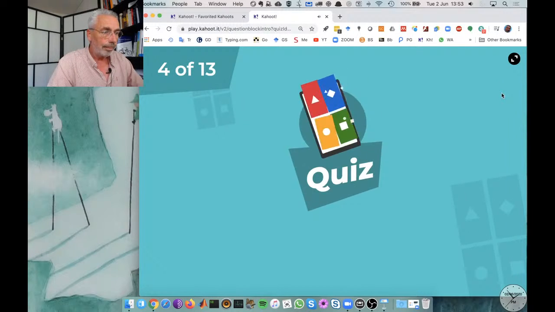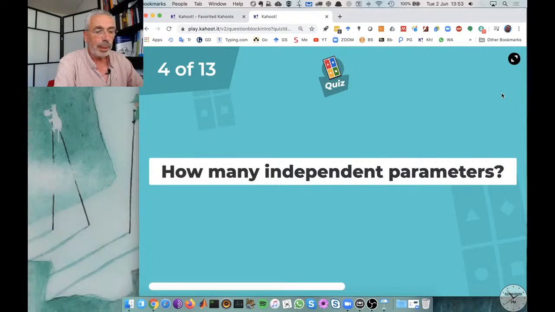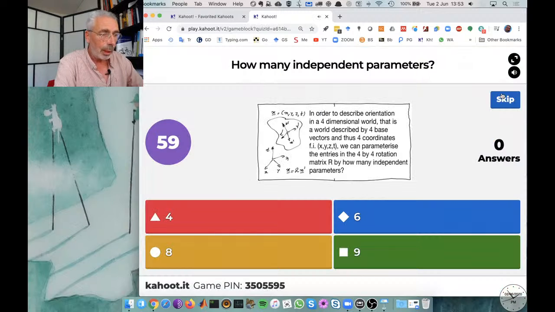Okay, next one. How many independent parameters are there? Now we go out into some imaginary space, a 4-dimensional space with 4 base vectors and 4 coordinates. So we have a rotation matrix of 4 by 4. And how many independent parameters do we need to describe that rotation matrix? Four, 6, 8, or 9? Think of how many constraints you have on the rotation matrix in a 4 by 4 dimensional space.